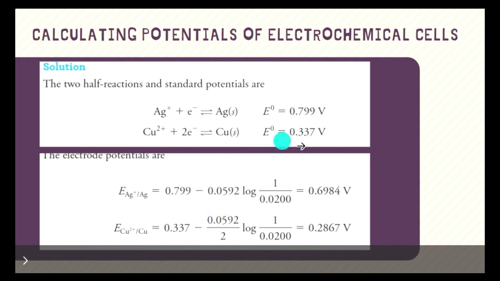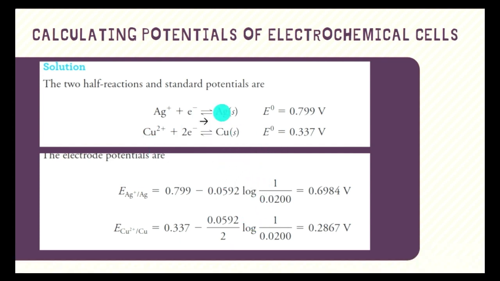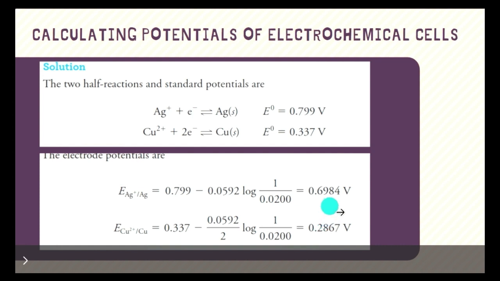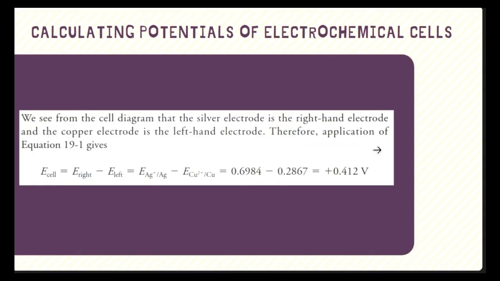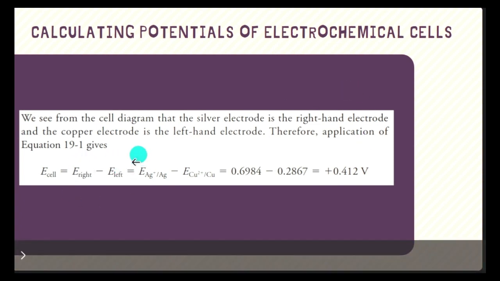0.337 is its standard potential, minus 0.0592 divided by 2, which is the electrons transferred in the reaction, basing on this half cell reaction, times the log of 1 all over its concentration, which is 0.0200, which then equals 0.2867 volts. We see from the cell diagram that the silver electrode is the right hand electrode and the copper electrode is the left hand electrode. So using this equation and substituting their values, the right hand electrode, or the silver electrode, is equal to 0.6984 minus the left hand electrode, which is the copper electrode, which is 0.28667, which equals positive 0.412 volts.